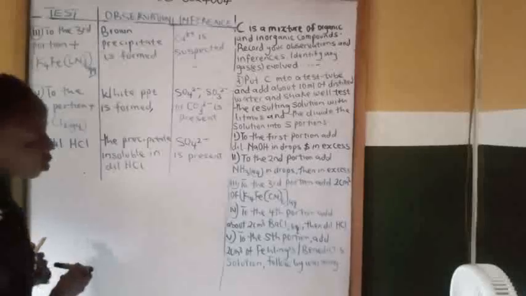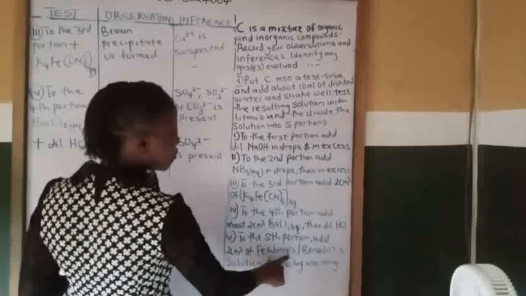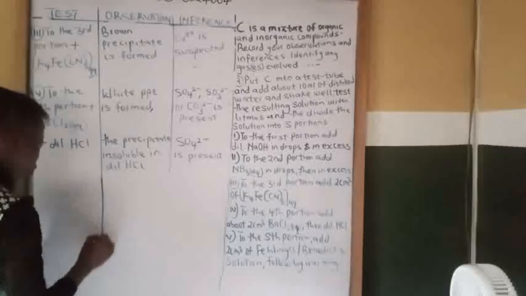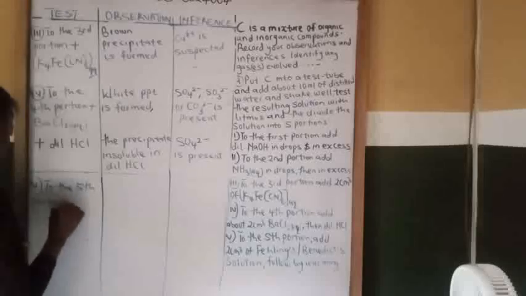Roman figure 4. Then Roman figure 5 says that to the fifth portion, add 2 centimeter cube of Fehling solution or Benedict solution. So to the fifth portion plus Fehling solution, or you write Fehling solution A and B.